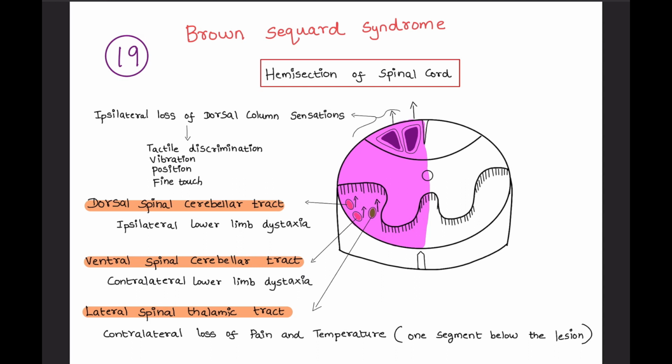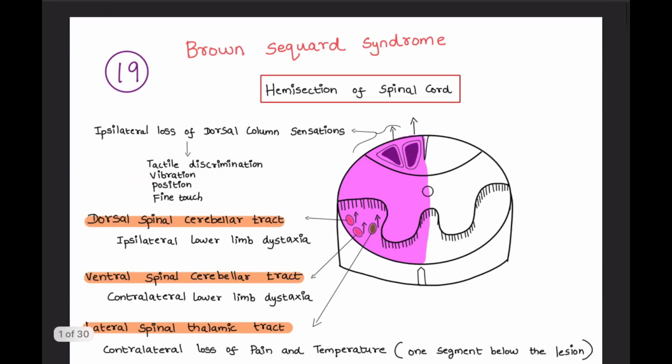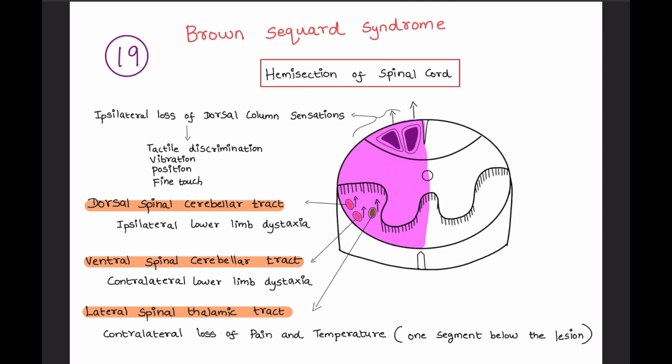In this condition, if the hemisection of spinal cord is affected, then the dorsal column sensations are lost, and also the ascending tract and descending tract through this segment of the spinal cord are also lost. So first we will see the dorsal column sensation. The sensory nerve fibers that are entering the spinal cord go upwards on the same side, they do not cross. So the lesion is on one side, so the problem is on the same side.